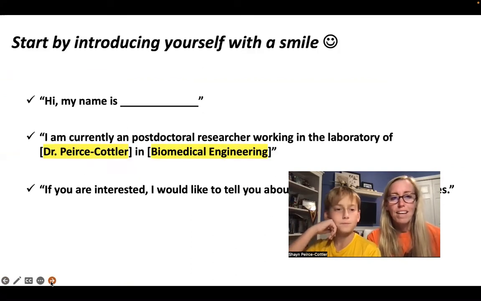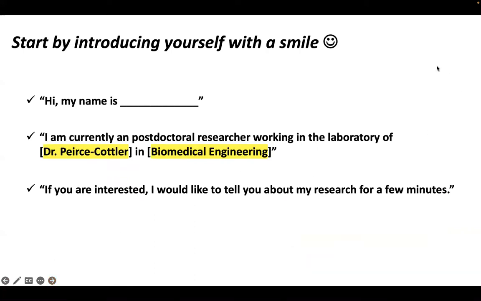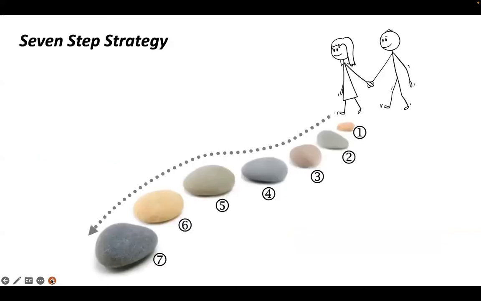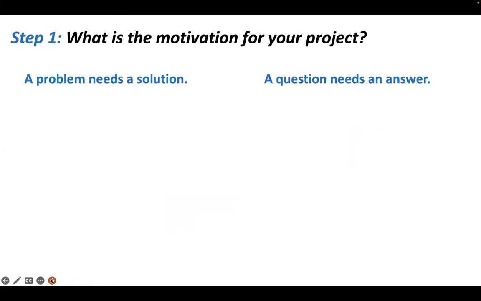All right. So before you even start with your research spiel, it's important to introduce yourself with a smile. So Matthew, you want to give it a go? Hi, my name is Matthew Cottler. I'm currently a seventh grader working at CCS. If you're interested in my project, I would like to tell you about my research for a few minutes. Great job. So after that part, then it's just a matter of going through what I propose as a 7-step strategy. All right, so let's start with step 1.